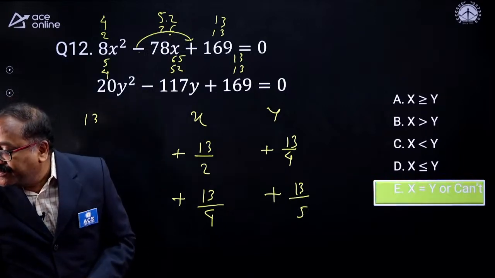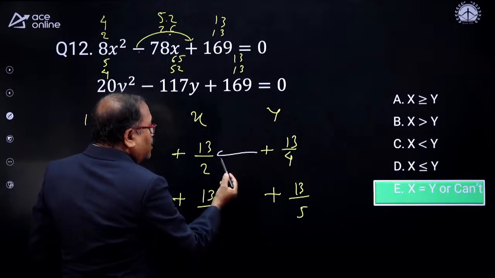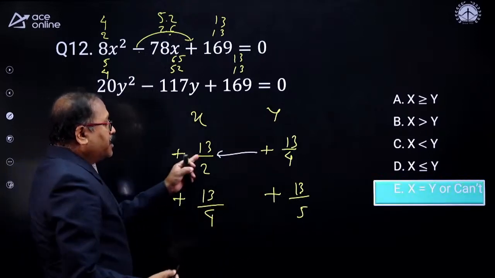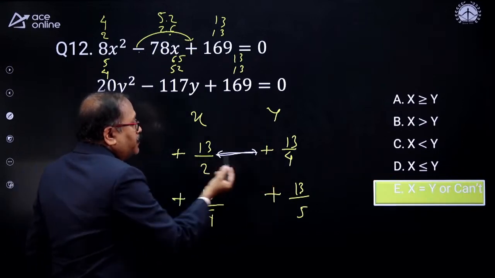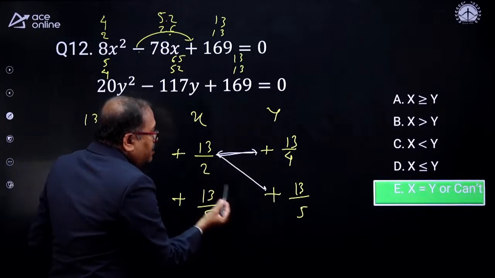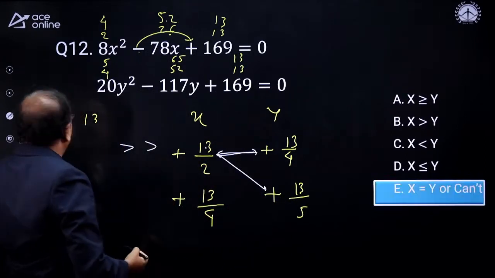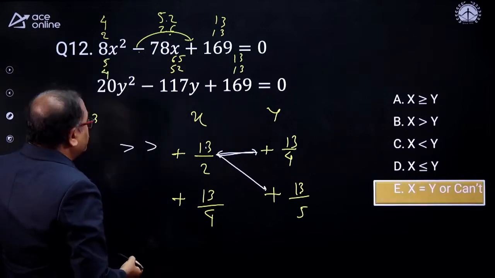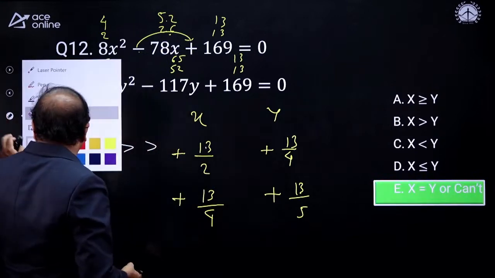Ram, you answered cannot be determined. Wow, that's great. Now when I look at this one, compare this to this, what happens here? This is 13 by 2, this is 13 by 4. So here x is greater. Now when I come to this part, here 13 by 2, it is 13 by 5. Here x is greater. And then Likhita, and Sai also.